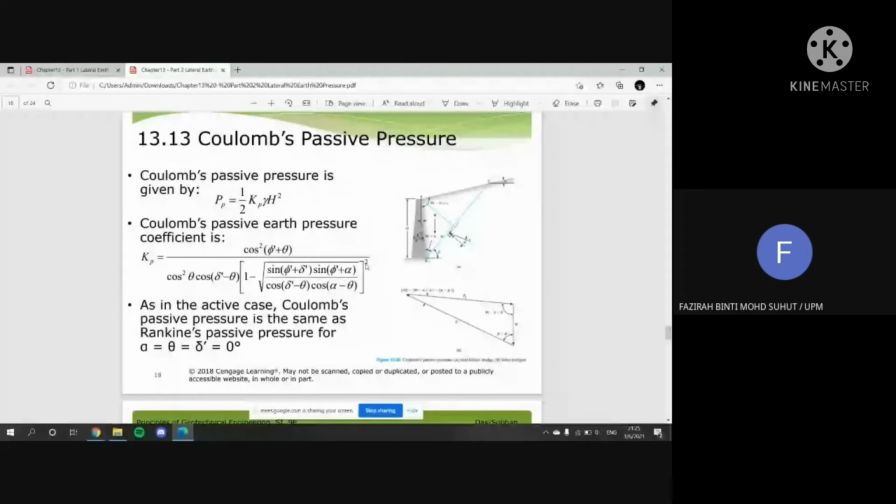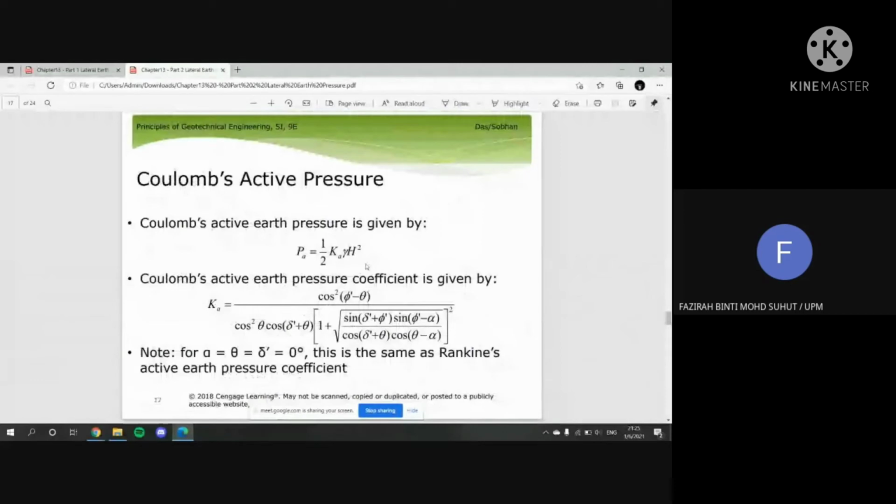PA is equal to half times Ka times gamma times H squared. So when we want to determine the force using the Coulomb theory, we use this equation. But to determine the coefficient of active pressure, we do not use the usual one, which is the effective horizontal stress over the vertical. Instead we use this equation. Once we get the coefficient, we substitute it into this equation.